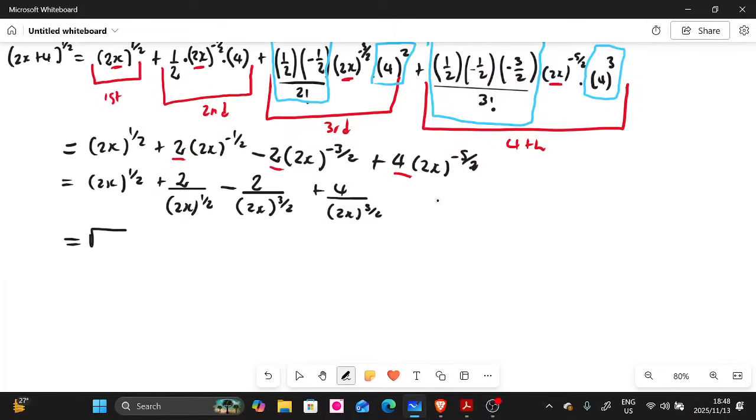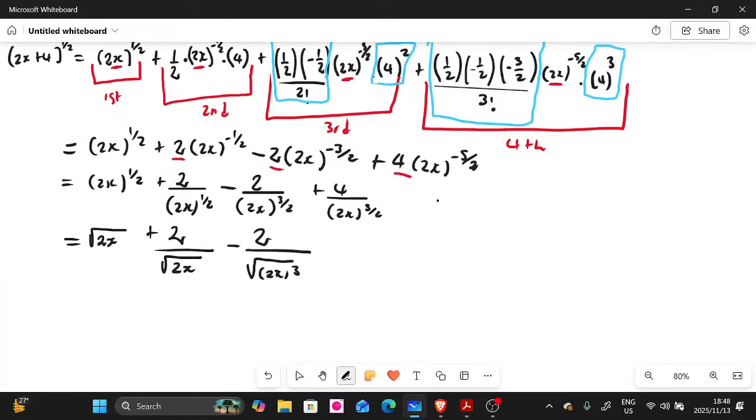Remember, the power of half is actually square root. So it's going to be the square root of 2x there, plus, right? This one's going to be 2 divided by, the one on the denominator is also the power of half, the square root of 2x there, minus 2. And then the one on the denominator is also a surd, so it's going to be the root of 2x to the power of 3.